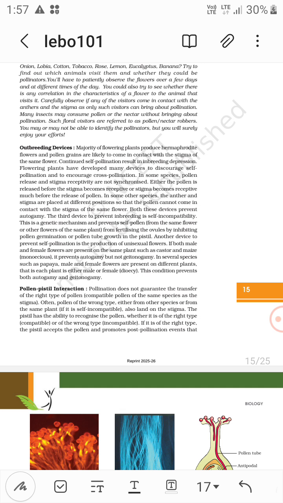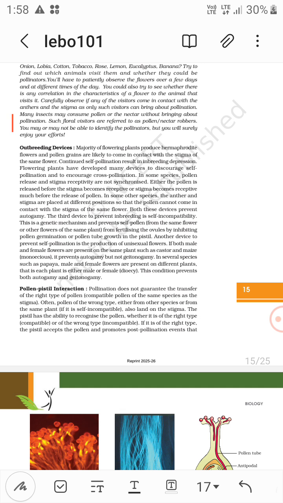Now another device to prevent self pollination is the production of unisexual flowers. If both male and female flowers are present on the same plant, such plants, castor and maize, are monoecious. It prevents autogamy but not geitonogamy. Geitonogamy can occur because both male and female flowers are present on the same plant.